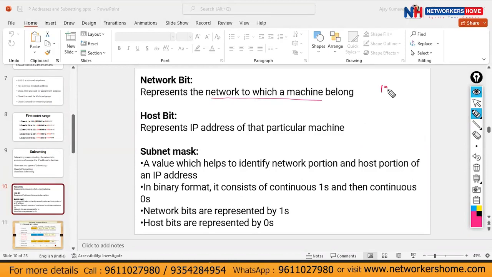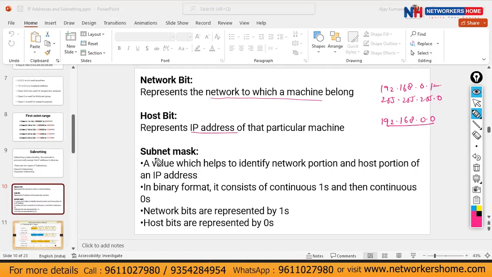If a machine has the IP address 192.168.0.1 and the subnet mask 255.255.255.0, looking at this, we can simply say that it belongs to the network 192.168.0.0, because the first address is going to represent the network. Three octets for network, last octet for host. When we set the last octet to minimum, it will be our network ID, correct? What is the host bit? The host bit represents the IP address, the actual address of that particular machine.